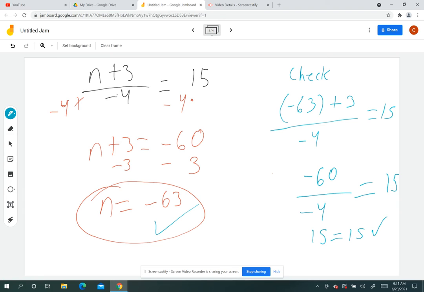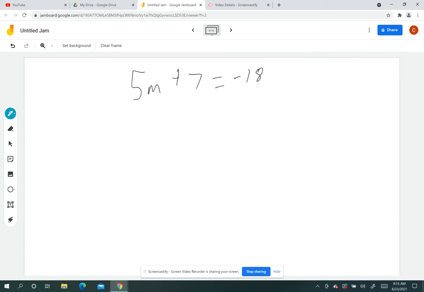Now, let's go to the next problem. Here, again, you can see we have a coefficient multiplying with our variable, adding a 7. So the first thing we're going to do is get rid of the number away from m, which means we're going to subtract 7 from both sides. So we're going to be left with 5m equals negative 18 minus 7, which is negative 25. We're going to divide both sides by 5, so that m is by itself, and m equals negative 5.